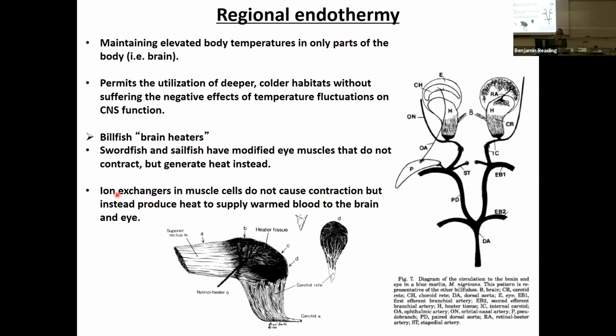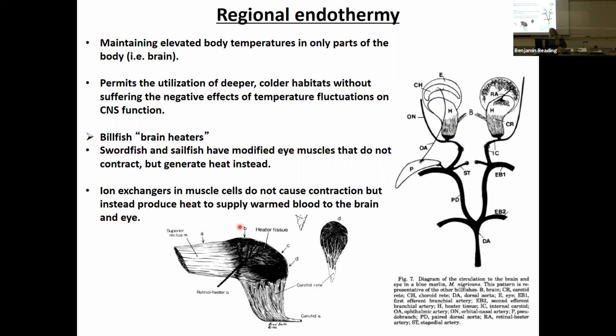Now, what happens here is there are ion exchangers in muscle cells. They're modified muscle cells. They don't necessarily, for instance, cause muscle contractions, but they sort of quiver or vibrate, kind of like if you're really cold, you shiver. That's sort of what they do. And when they shiver like that, they produce heat. And that heat then is what we call a heater tissue. That heat then heats localized tissues, be it the eyeballs themselves or some parts of the brain.